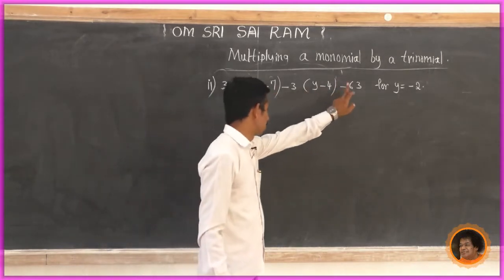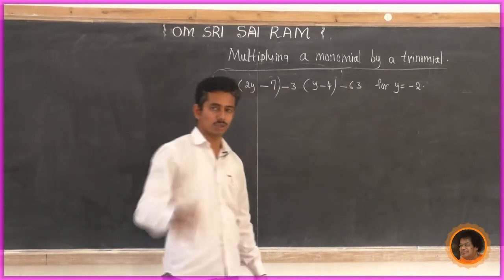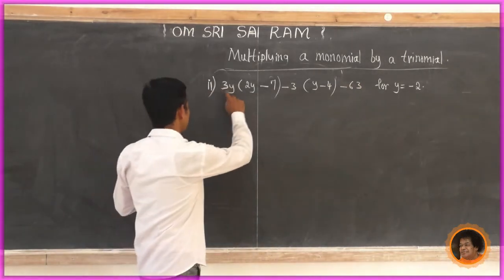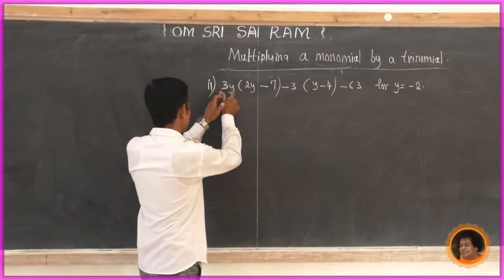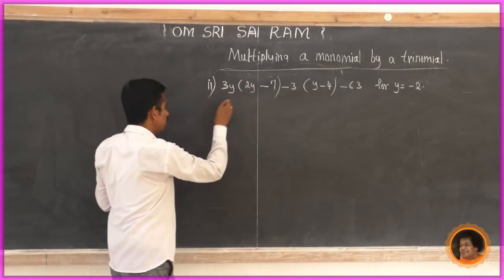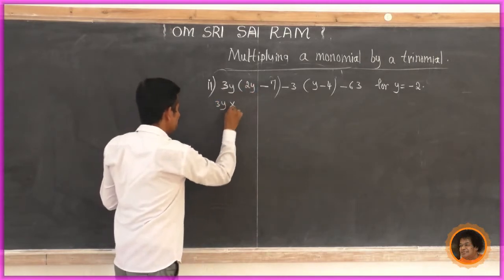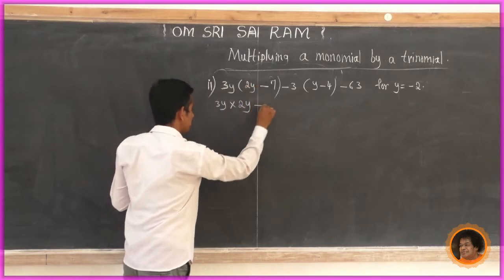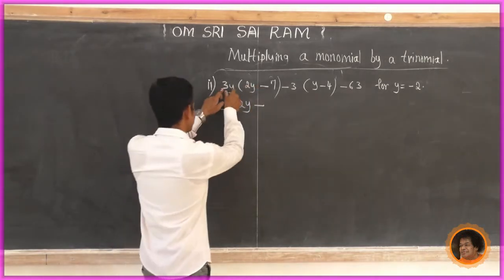y minus 4 minus 63 for y equal to... First simplify the expression. How to simplify? 3y into 2y minus 7. So multiply this 3y into 2y minus 7. What do you get? 3y into 2y. First multiply 3y into 2y. After that is the minus sign, so minus, then 3y into 7.